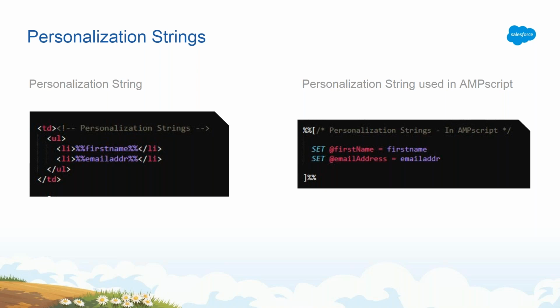Personalization strings, whenever written in line, are delimited, very similar to AMPscript, with %% on either side of the personalization string. When used in AMPscript, you do not have to use these delimiters. AMPscript will recognize the personalization strings as they are reserved by the system.